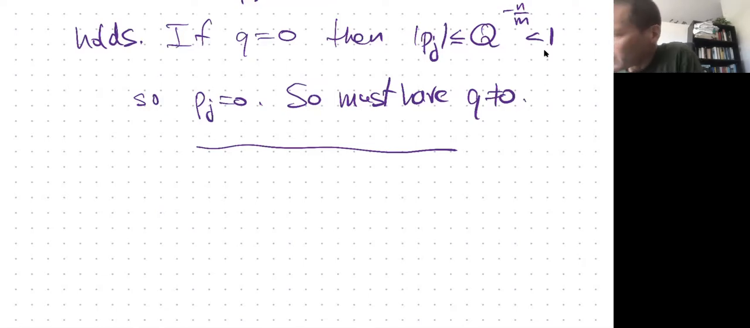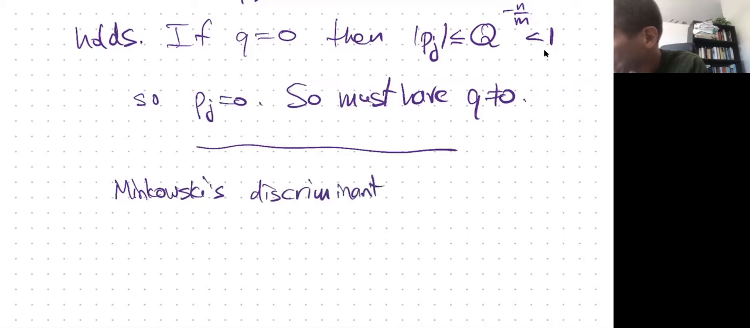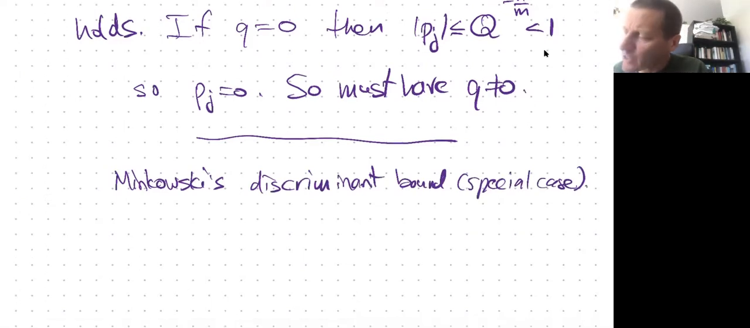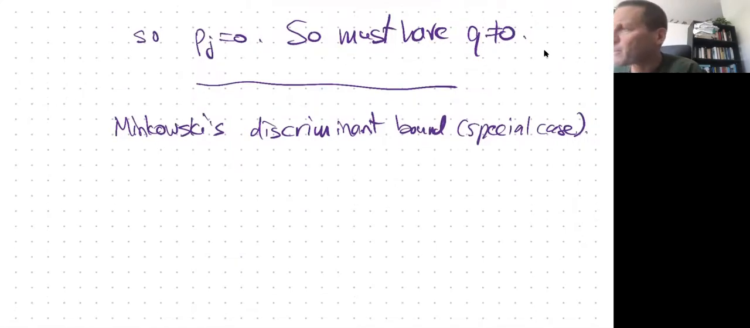So this is Minkowski's discriminant bound. I'm going to give you a special case of a famous result of Minkowski, which bounds from below a certain number called the discriminant. I'm giving it in the special case because there's too much overhead to state it in the general case. But the proof for this special case is very similar to the proof you would see in the general case.